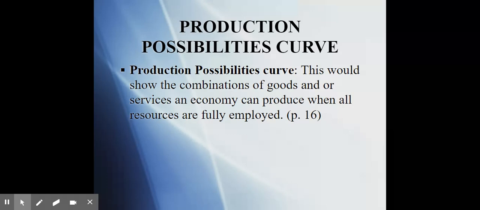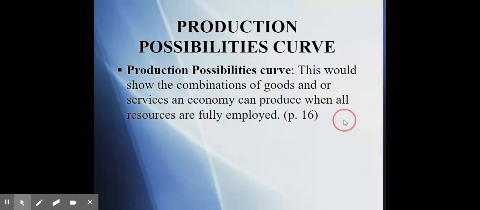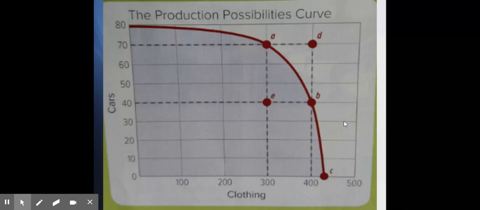So the production possibilities curve is a graph that shows the combination of goods and or services an economy can produce when all resources are fully employed. So this is going to be a visual representation of efficiency. This is going to be how much can we do if we are using all of our resources efficiently and every resource is being used fully. So here's what that graph looks like. This is the production possibilities curve.